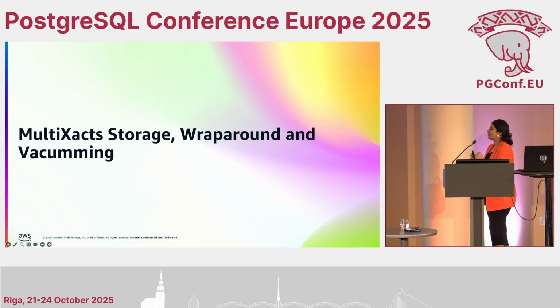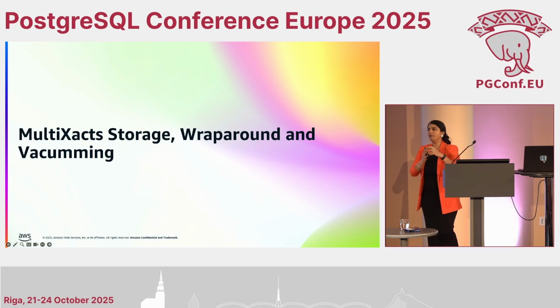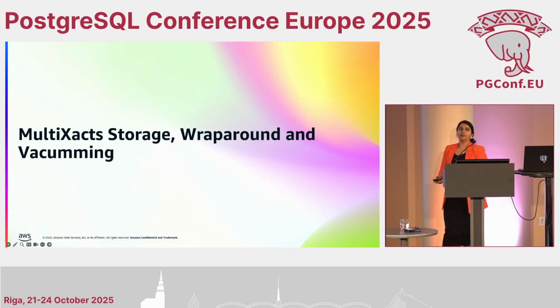So let's talk about multi-exact storage, wraparound, and vacuuming. And I will try to compare this with standard transaction IDs. So if you have a good understanding of standard transaction IDs, you will be able to compare it with that. If not, please ask questions in between.